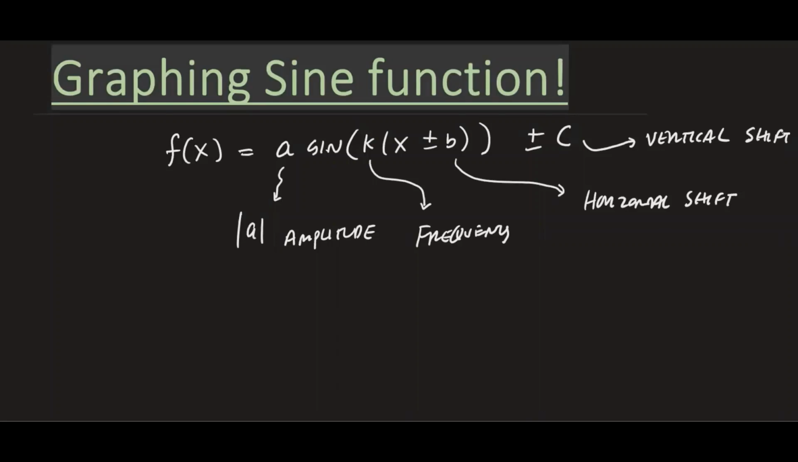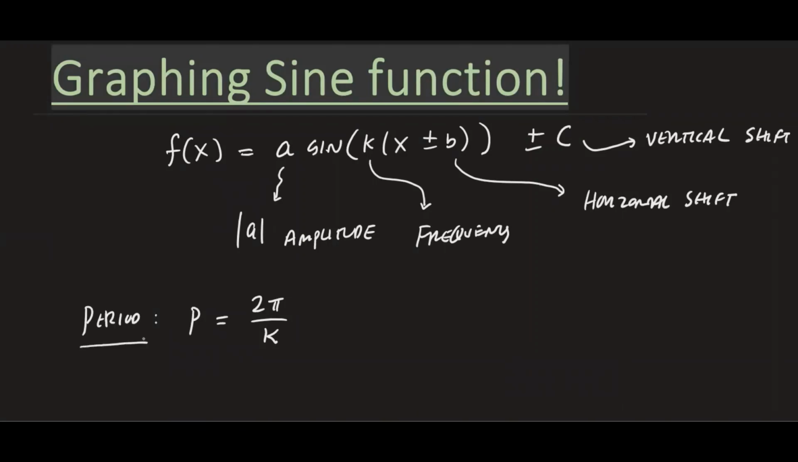how do we find the period of the sine function? The period of the sine function, let's call it p, is given by 2 pi over the frequency k. That would tell you how many cycles for one period. And then b will tell us if the graph is shifted left or right, and c will tell us if the graph is shifted up or down, which is the vertical shift.